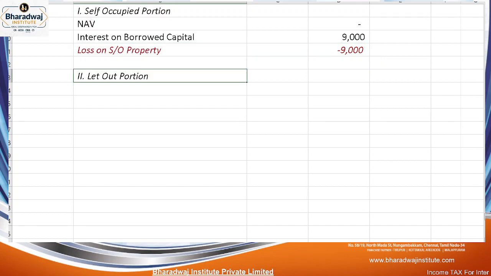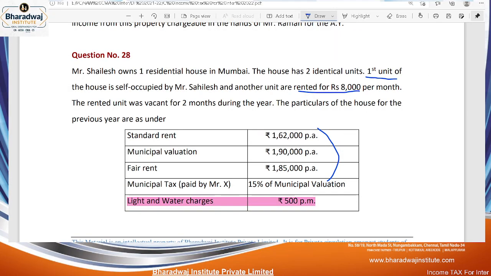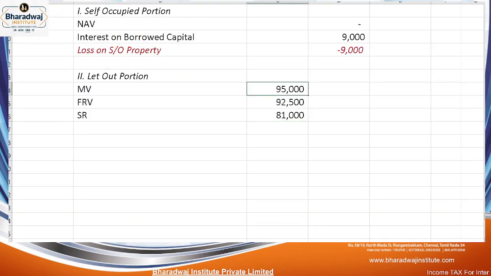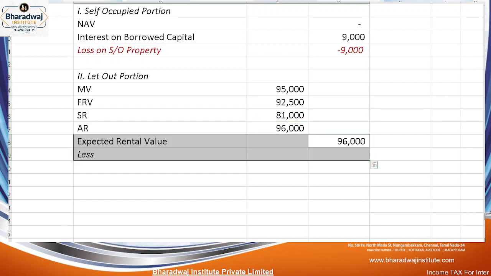Let out portion, everything half the amount. 162 into 1 by 2, 190 into 1 by 2, 185 into 1 by 2, everything 1 by 2. Municipal value half the amount, fair rental value half the amount, standard rent half the amount. Actual rent alone, take the actual value for 12 months; vacancy allowance will be claimed separately. Apply the steps. Whichever is higher, 95,000. Whichever is lower, 81,000. Then whichever is higher, 96,000. That will give us the expected rental value.